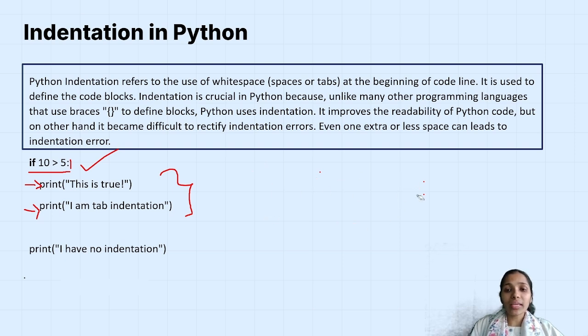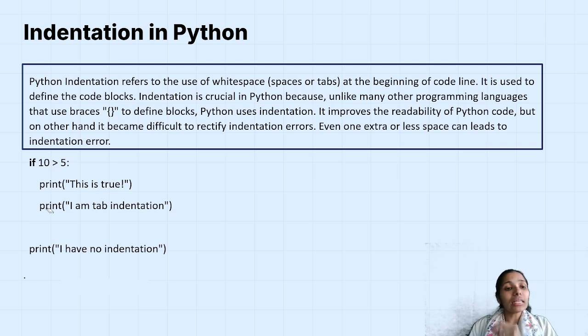So this spacing is necessary. This is the rule that whenever we are writing any conditional statement or any looping statement, the content inside the loop or inside the conditional statement has to be given some spacing. This spacing is called indentation.